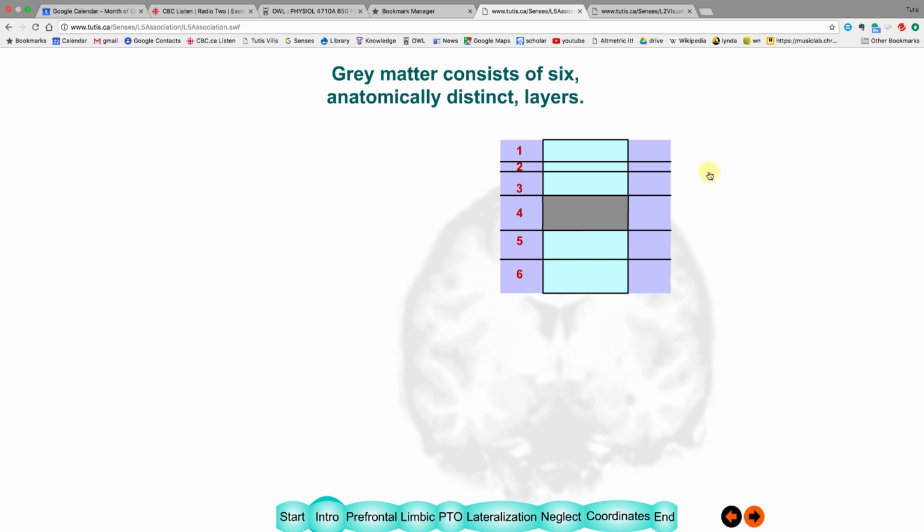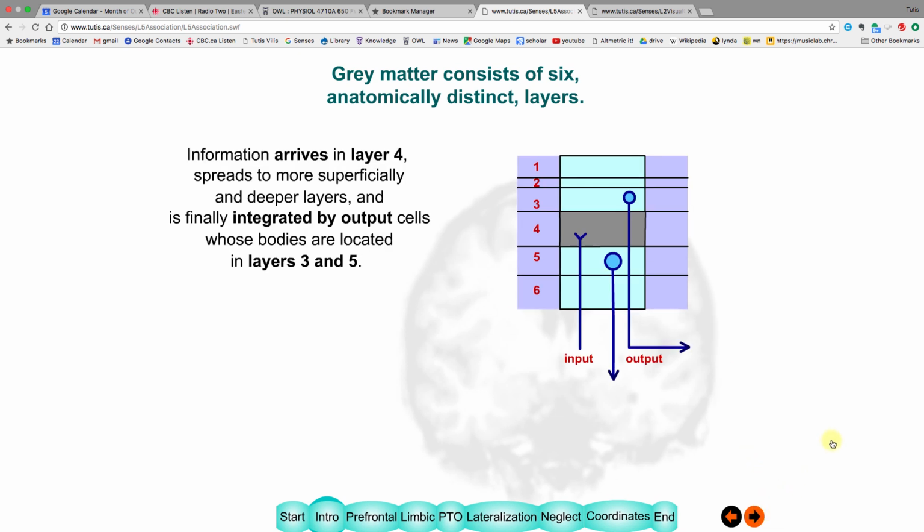Okay, we back up to where we were in the second lecture. The cortex has these 6 layers. Again, the topmost surface is layer 1, the bottommost next to the white matter is layer 6. And again, the input comes into layer 4, and the output comes out of layers 3 and 5.